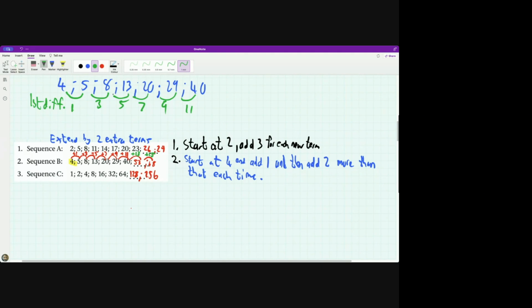Now, it is possible to find the second difference for a number pattern. What do you think the second difference is going to be for sequence B? Can you tell me what the second difference is here for sequence B?